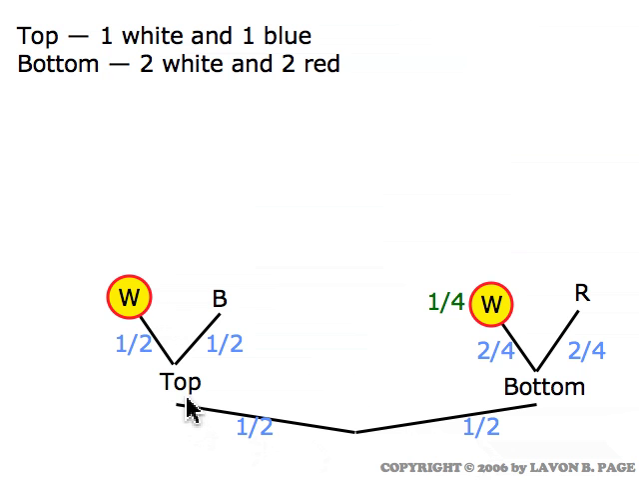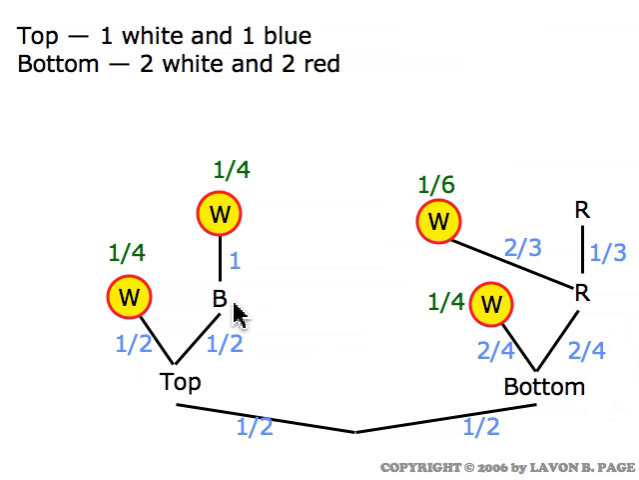If he's in the top drawer, since there's 1 white shirt and 1 blue one, that's a 50-50 chance whether he gets white or blue if he randomly pulls a shirt out of that drawer. In the bottom drawer, there are 2 whites and 2 reds, so that's 2 chances out of 4, or 1/2, that he gets a white one, and similarly for red. So let's go ahead and finish up the tree.